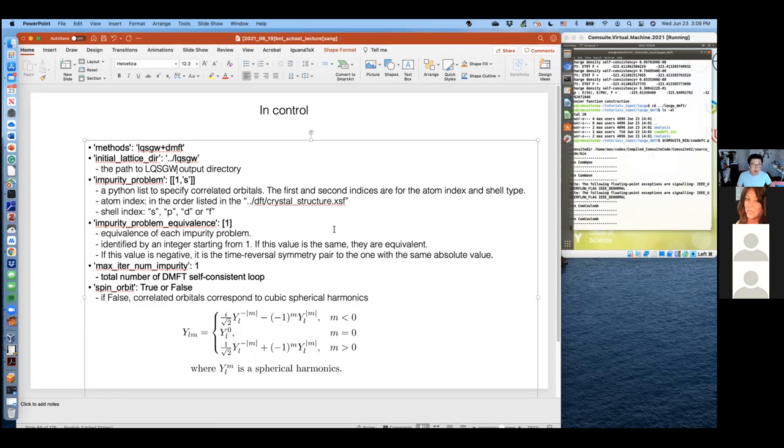For the definition of the correlated orbital, we can have two different choices. One is the real spherical harmonics, and the other one is the JMJ basis set. You can make the choice with the spin orbit key here.